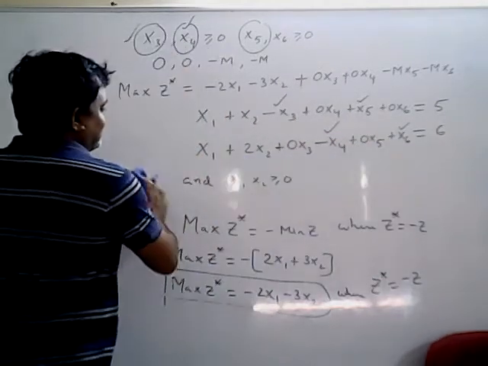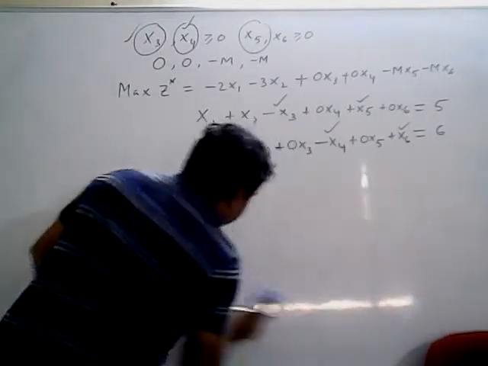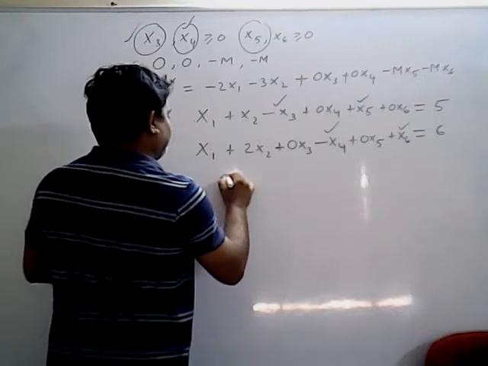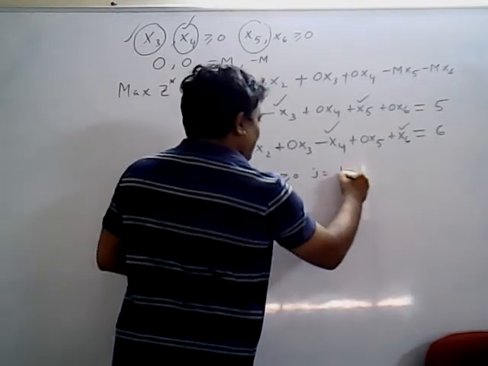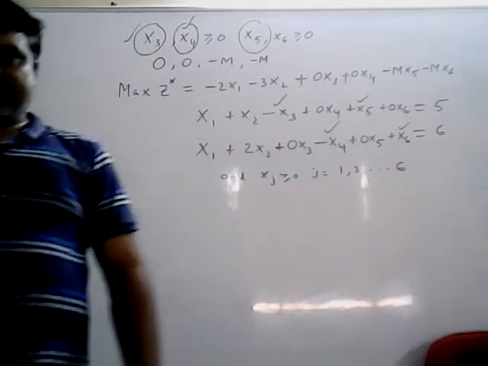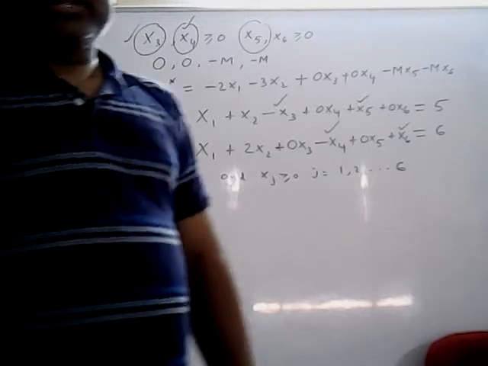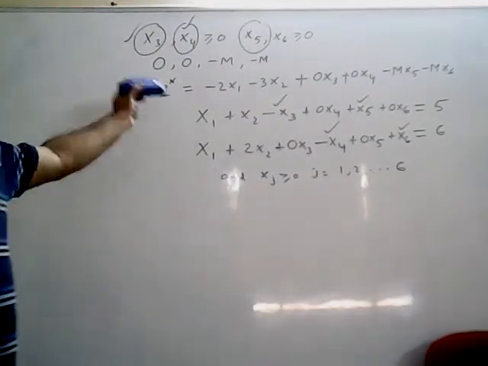Now how many variables are there? It is the same concept as what you have done in the simplex method. And xj greater than or equal to 0, j equal to 1, 2, so on up to 6. Up to 6 variables are there. You can write xj greater than or equal to 0, j equal to 1, 2, so on 6. Now the standard form is completed.